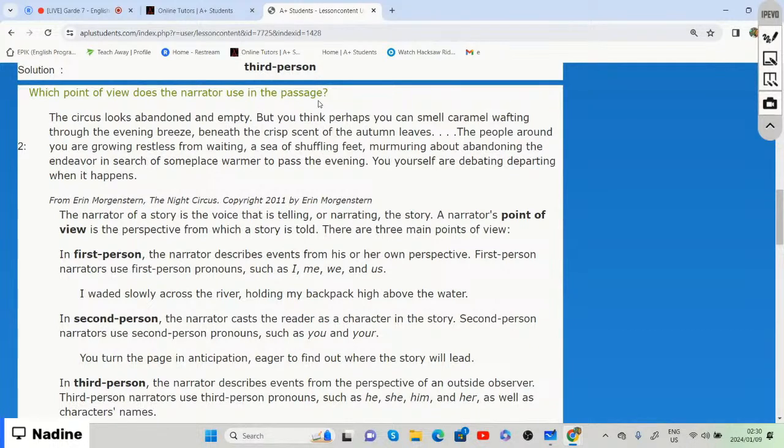The circus looks abandoned and empty. But you think perhaps you can smell caramel wafting through the evening breeze beneath the crisp scent of the autumn leaves. The people around you are growing restless from waiting. A sea of shuffling feet murmuring about abandoning the endeavor in search of someplace warmer to pass the evening. You yourself are debating departing when it happens.